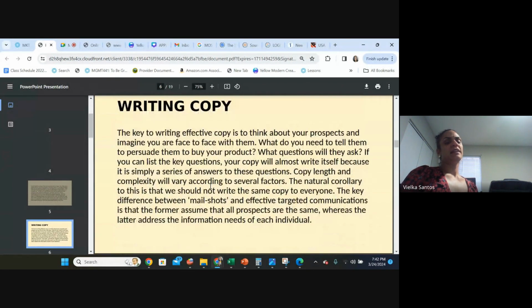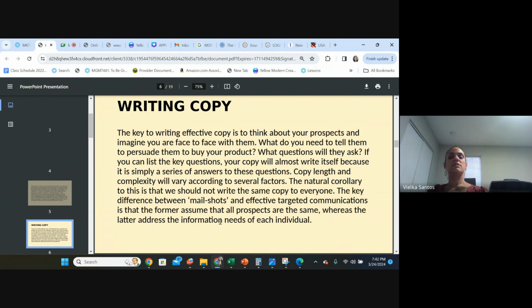Writing copy. The key to writing effective copy is to think about your prospect and imagine you are face to face with them. What do you need to tell them to persuade them to buy your product? What questions will they ask? If you can list the key questions, your copy will almost write itself because it's a simple series of answers to these questions. Copy length and complexity will vary according to several factors. The natural corollary is that we should not write the same copy to everyone.